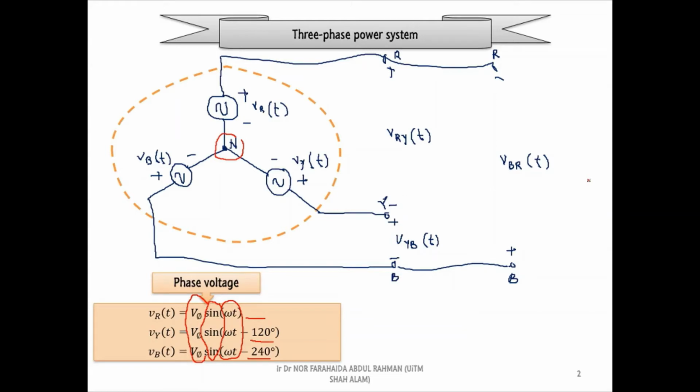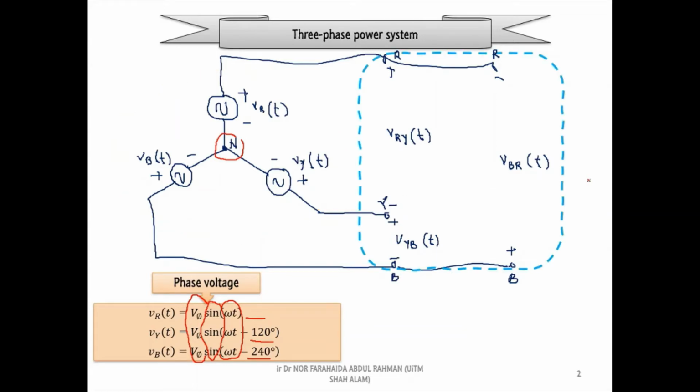Next, let's look at these voltages. According to the circuit diagram, these voltages are measured from phase to phase or line to line. Therefore, these voltages are called line voltages. And if you complete the connection between each line voltage, you can see the line voltages are connected in delta configuration.